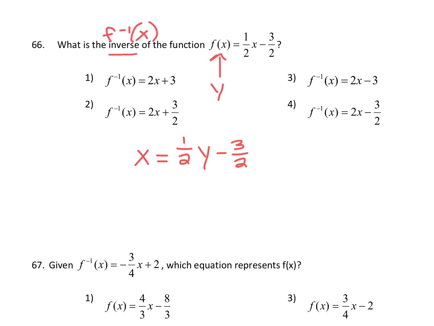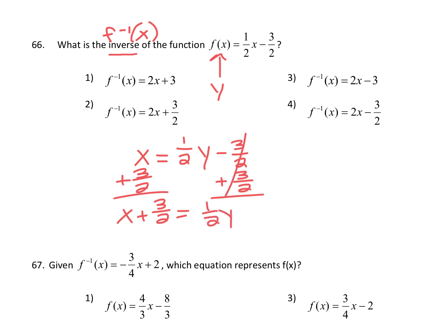I'm first going to add the 3/2 to both sides of the equation. That's going to leave me with x plus 3/2 equals 1/2 y, because these cancel. Now, technically you could divide both sides of the equation by 1/2, but why have fractions within fractions? So instead of dividing by 1/2, isn't that the same as multiplying by the reciprocal of 1/2, which is 2 over 1?